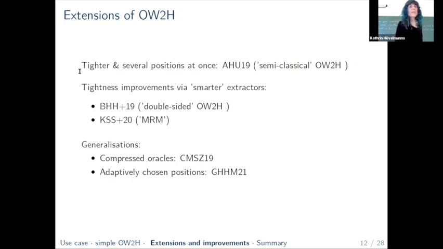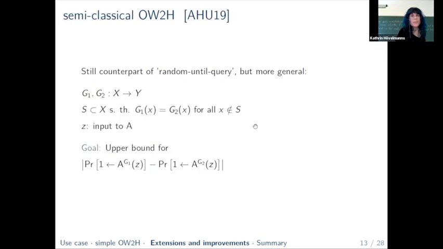And there have been some tightness improvements that were achieved by smarter extractors, where we use a bit more quantum technique. And then also there have been two generalizations I wanted to mention. The first generalization generalizes one-way to hiding to the compressed oracle model. And the second one allows for adaptively chosen positions. Yeah, but I will start with semi-classical one-way to hiding.